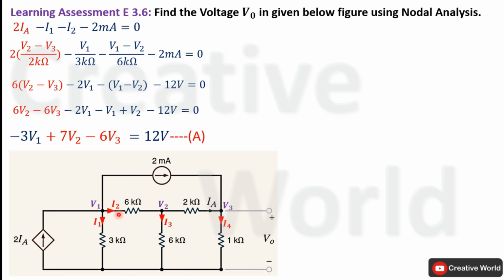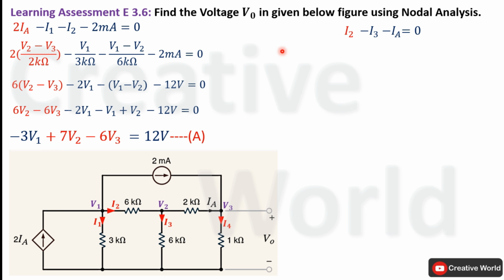On this node only one current is entering, that is I2, while two currents are leaving, one is I3 and the other one is IA. So Kirchhoff's current law equation for this particular node will be: I2 is the entering current and it is with positive sign, while the leaving currents are I3 and IA and both are with negative sign. In the next step we have to replace these variables with their respective equations.